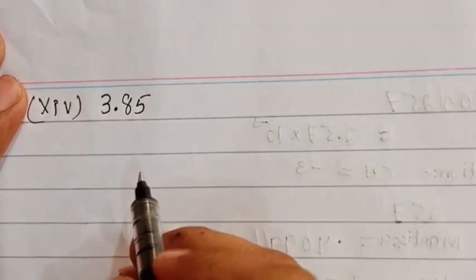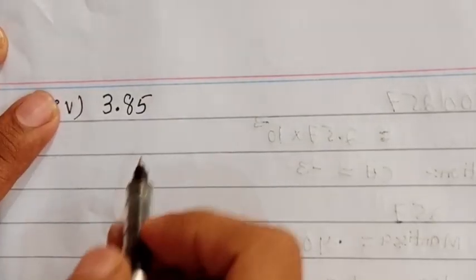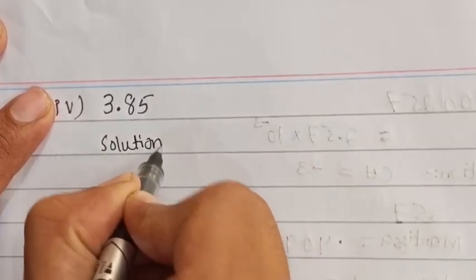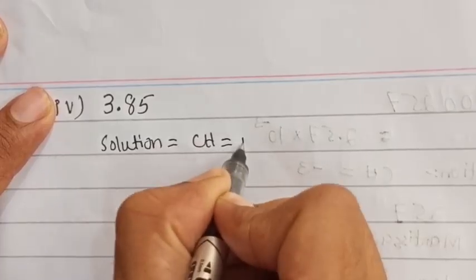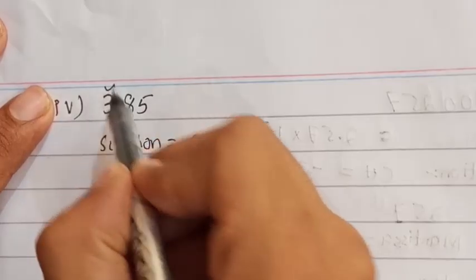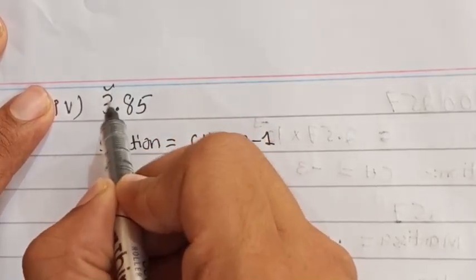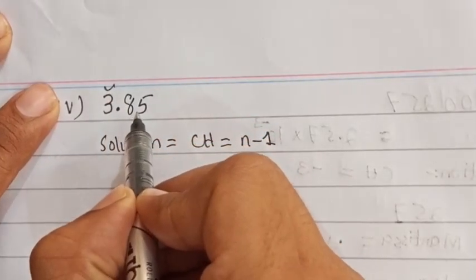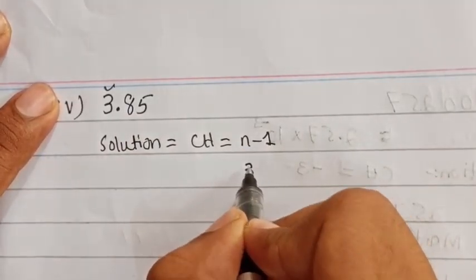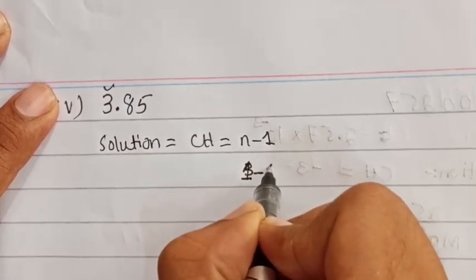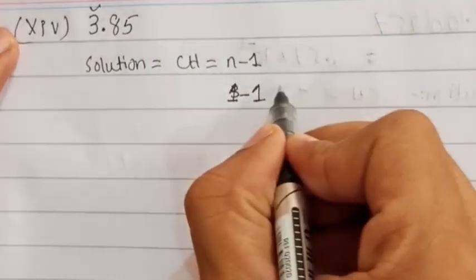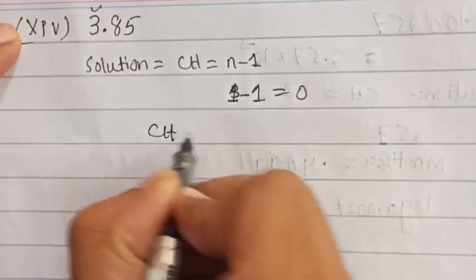Come to the second last question, that is 3.85. First of all, the first step is I will find out its characteristic. The characteristic is n minus 1, meaning number of digits minus 1. Number of digits is 1, because my whole number is only 3. So I will not consider the numbers after the decimal point. N minus 1 is 1 minus 1, which is equal to 0. So my characteristic is 0.